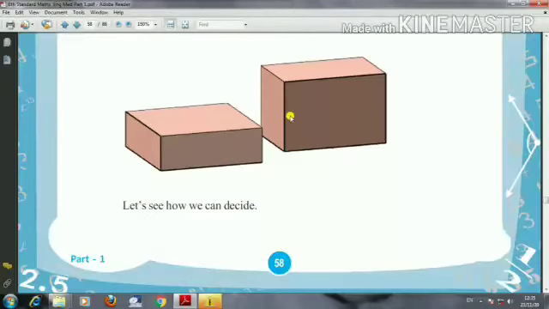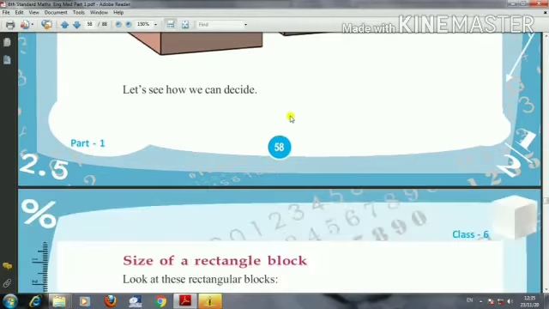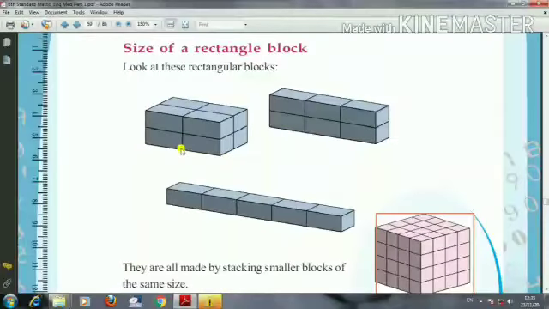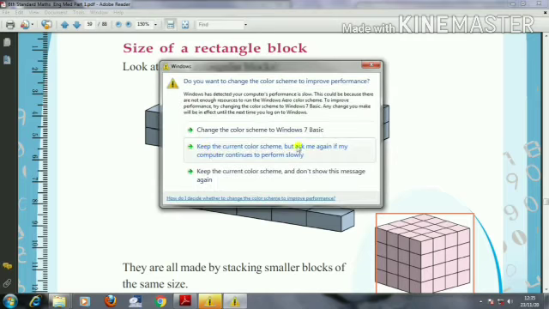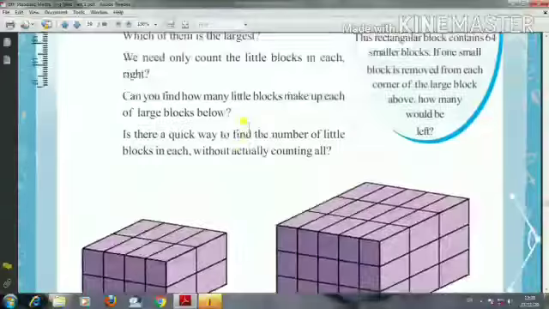Here we can see two boxes. Which one is larger? Here also we can say the right one is larger. Now you can see some groups of blocks here. The first group contains 8 blocks, the second group contains 6 blocks, and the third contains only 5 blocks. So it is clear that the first one is larger than the two.